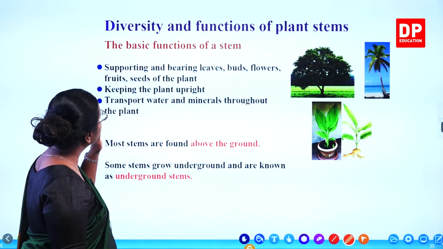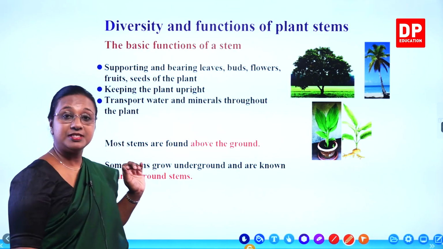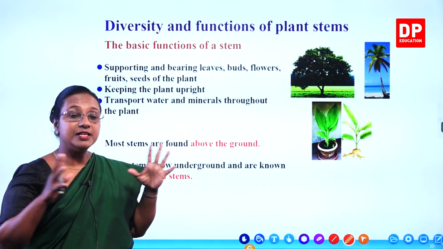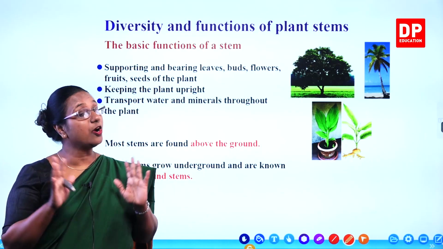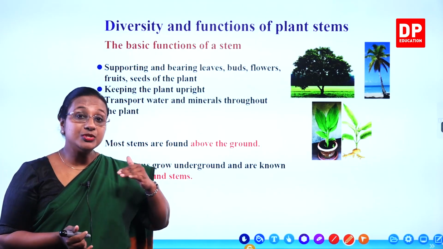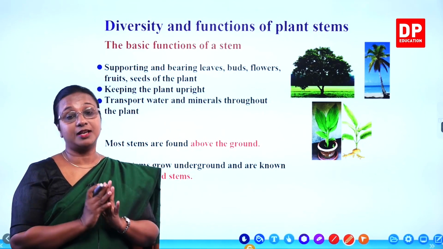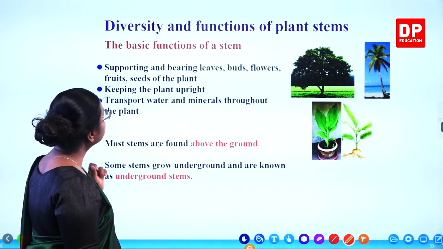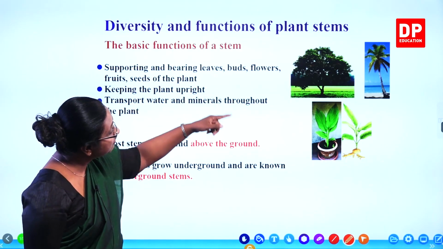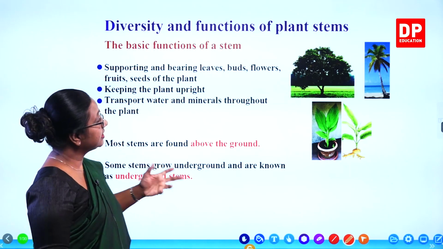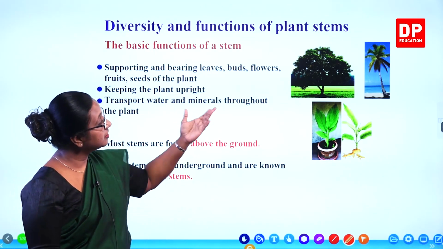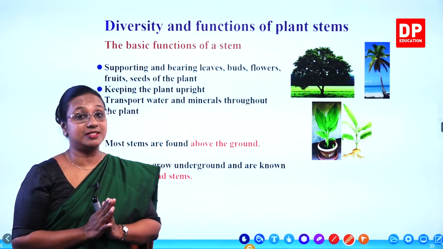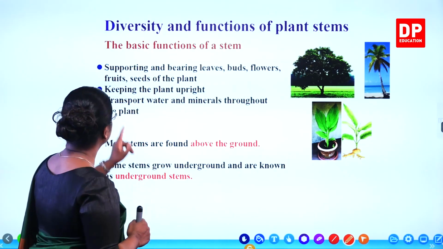So, if we look at the basic functions of a stem. In all the trees which either have branching or no branching, you see the stem above the ground. The stem carries out basic functions. Now, these are the basic functions. First, if you look at the plant, you can see the leaves, the branches, the fruits, flowers, all those are present in the stem of the tree. So, that is the first function.